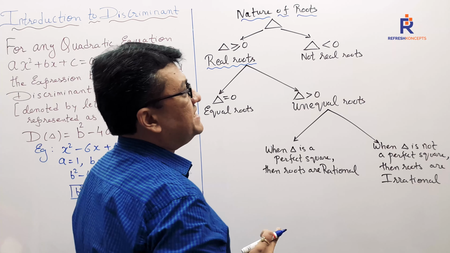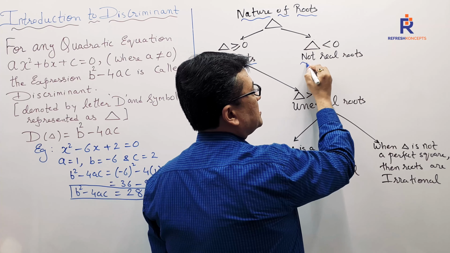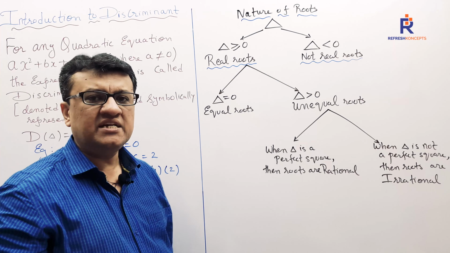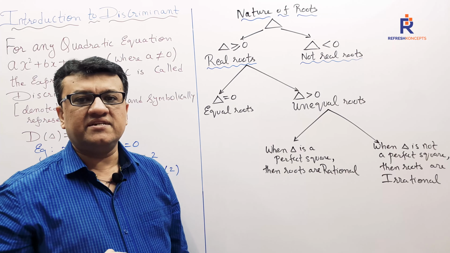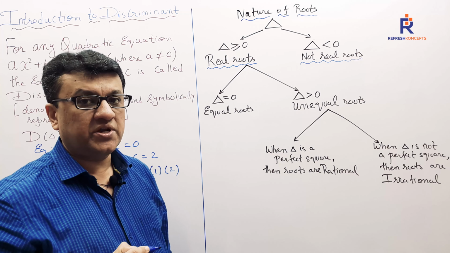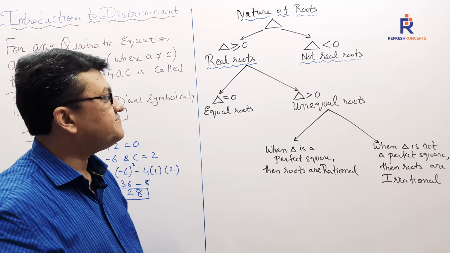What if delta is less than 0? If delta is less than 0, roots are not real. Those roots are imaginary, and we do not consider them in our syllabus. If b square minus 4ac happens to be less than 0, roots are not real and we do not consider it.